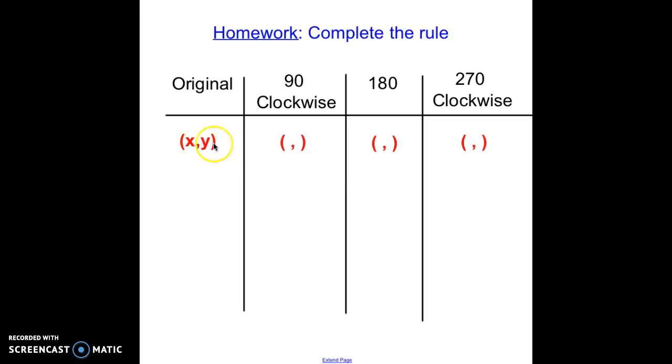So what happens? Do we switch the signs of our variable? Do we switch the order of them? What happens? So that will be your homework assignment for tonight.